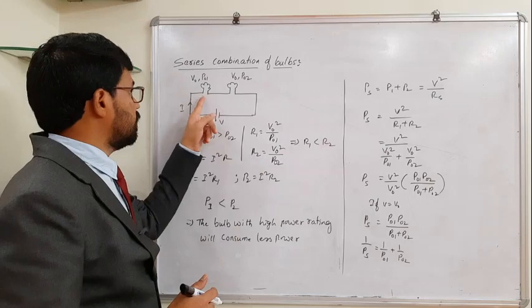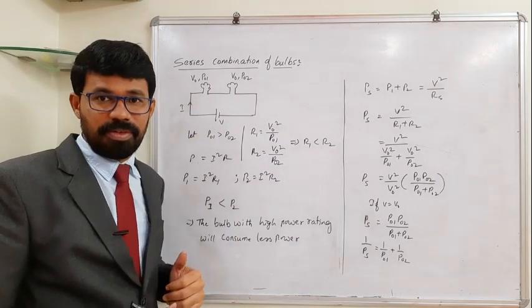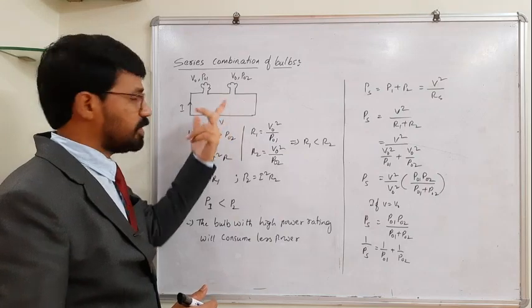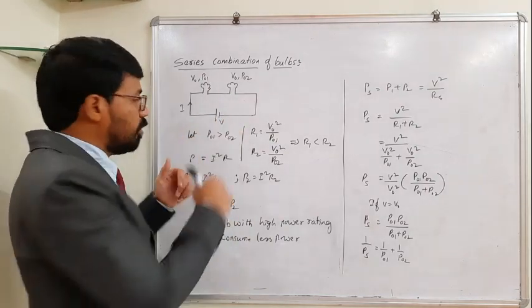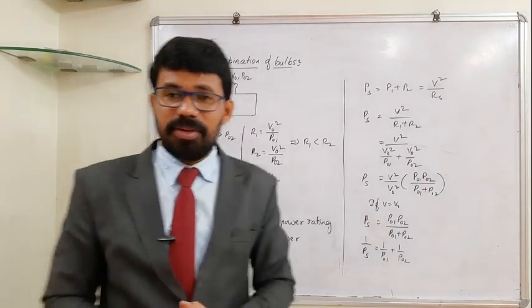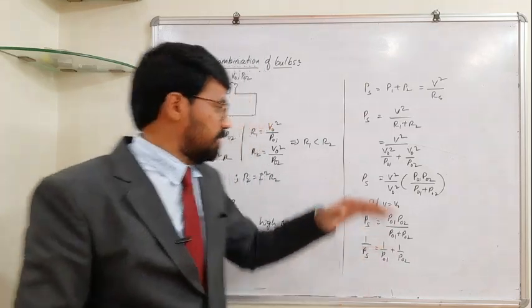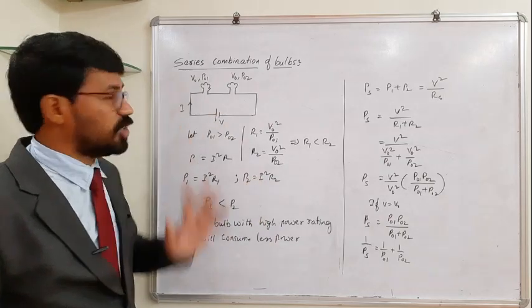The rest of the bulbs, they will not work. They will not work because if the filament breaks, the circuit is open, so there won't be any current flow, and the rest of the electrical appliances cannot be operated. Rest of the bulbs, they don't work. Okay, so these are a few conclusions connected with the series combination of bulbs.